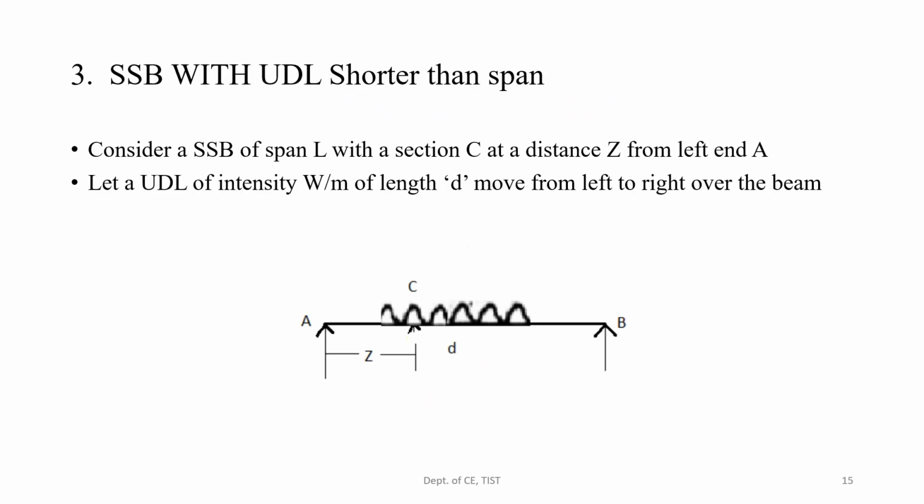Coming to the third case, that is a simply supported beam with a UDL shorter than the span. So here you can see a simply supported beam of length L, and here also consider the section C at a distance Z from the left support, and the length of the UDL is D, and the intensity of load is W kilonewton per meter. So consider a simply supported beam of length L on which a UDL of intensity W per meter of length D moves across the span, or moves from left to right over the beam.